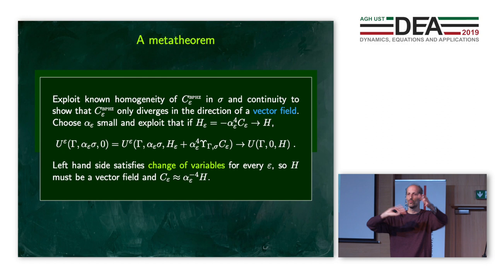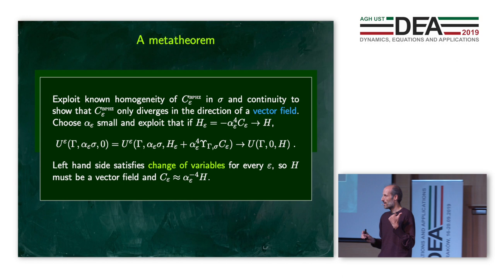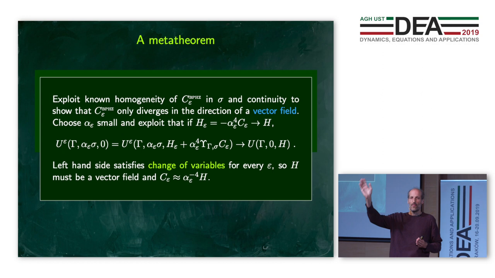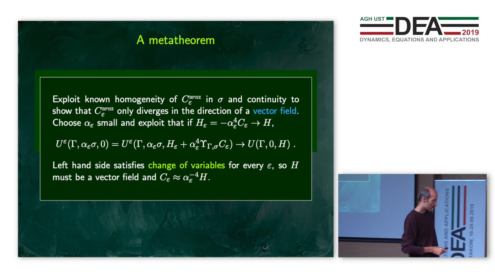Okay, so you have basically a two-line argument here that doesn't quite tell you what I said, but at least it tells you that if these constants diverge, they would diverge in a direction that corresponds to a vector field, and therefore you can imagine that you can actually choose them in such a way that the limit satisfies the changes of coordinates formula.